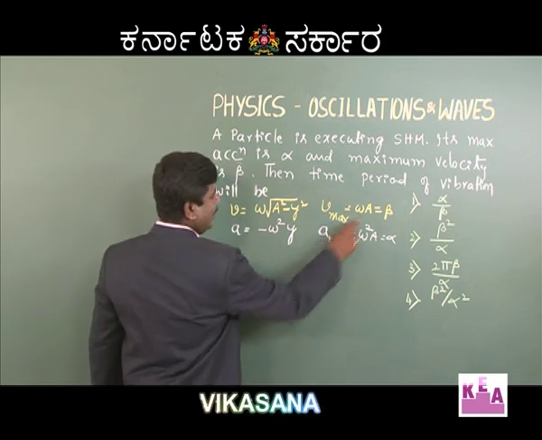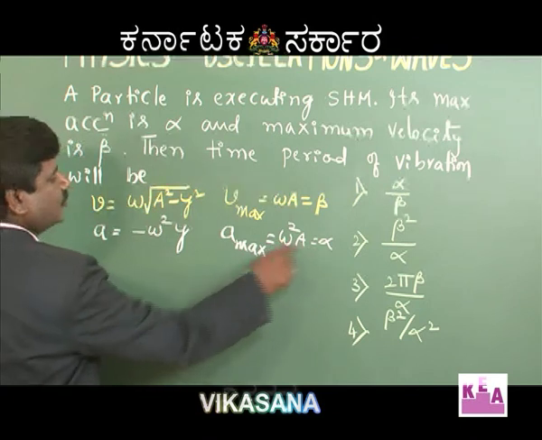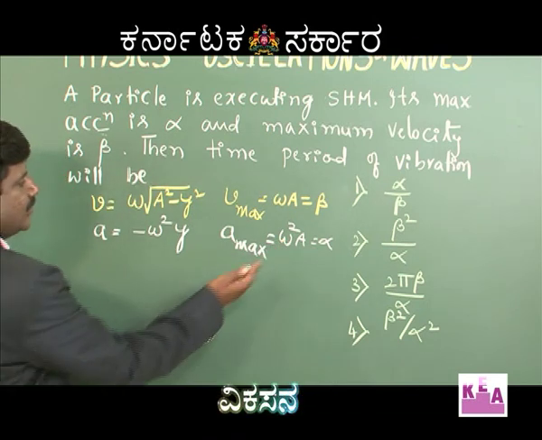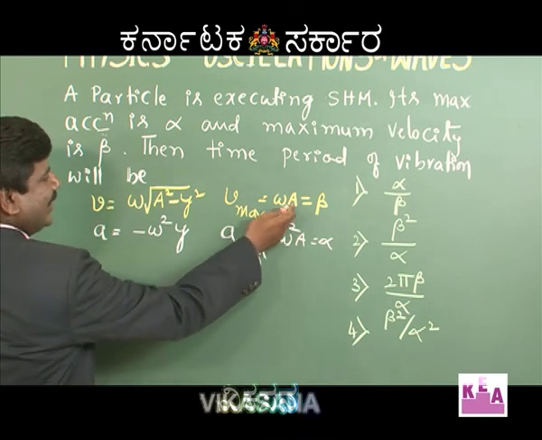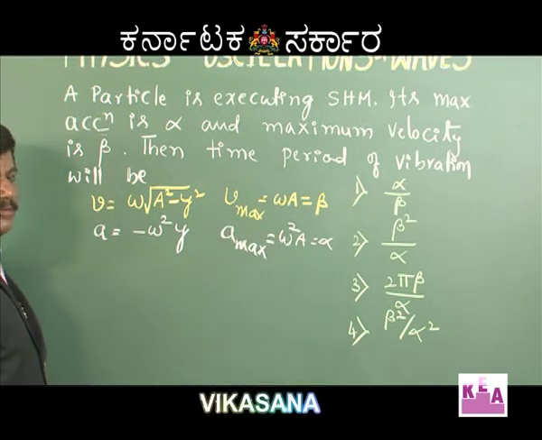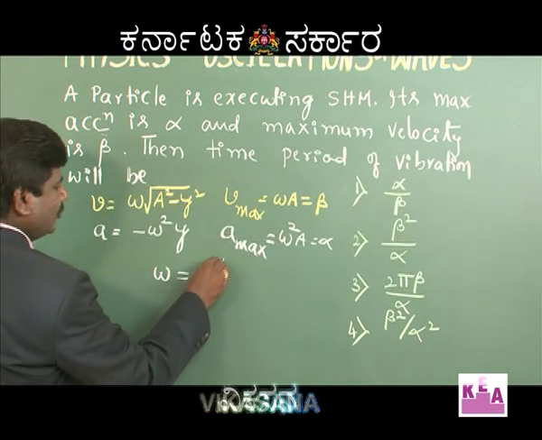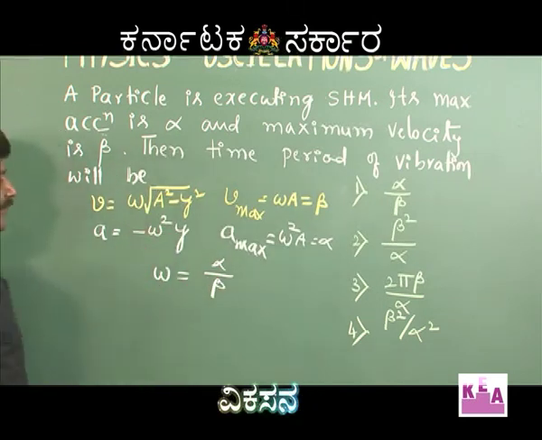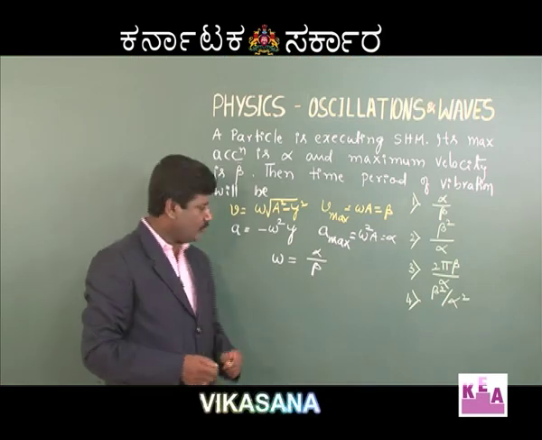So omega square A is equal to alpha, omega is equal to beta. Now this equation is divided by the previous equation. So A gets cancelled, one omega will cancel. Therefore, LHS becomes omega, that is equal to alpha divided by beta. So this is the clue for the next case.